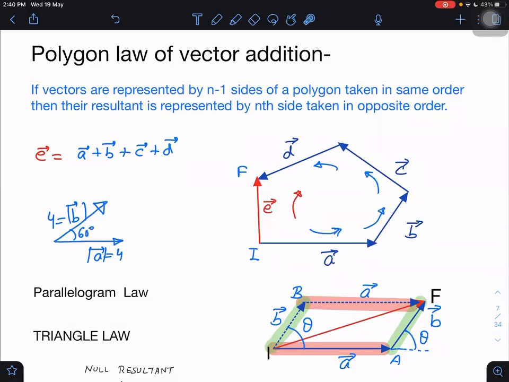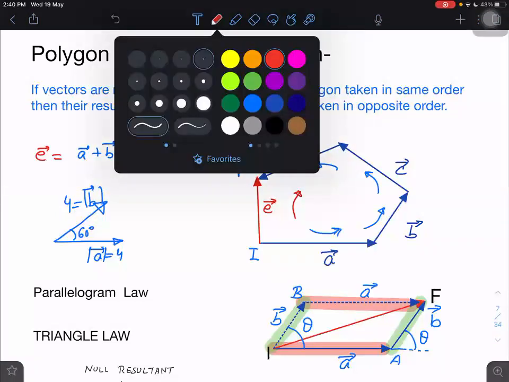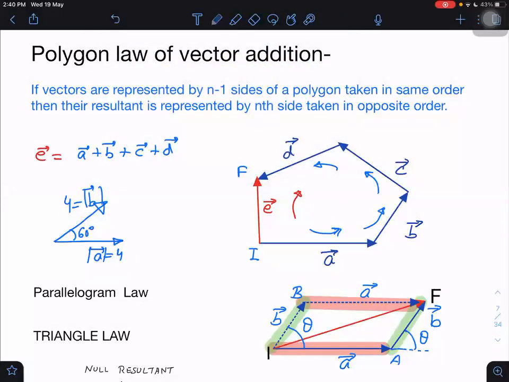Sir, in polygon law, how to find the angle between two vectors, sir? They must give it. Without giving, we have no way to find out. What should we do, sir? What do you mean by what should we do? This is not a question where they are asking to find the resultant without giving the magnitudes. What you should do here is simply know that if this, then this is the resultant. It is not a question where you have to really find out the value of E.